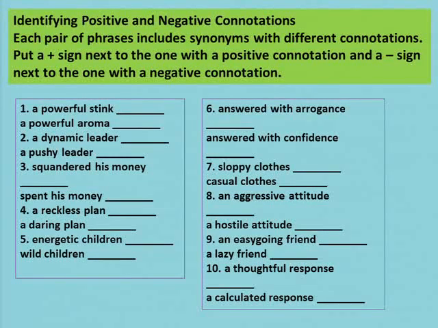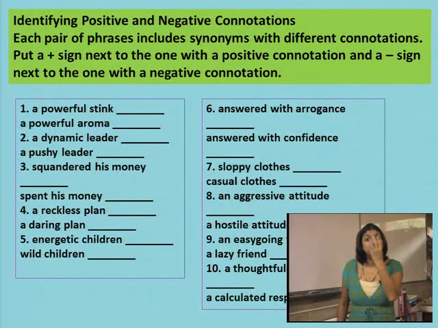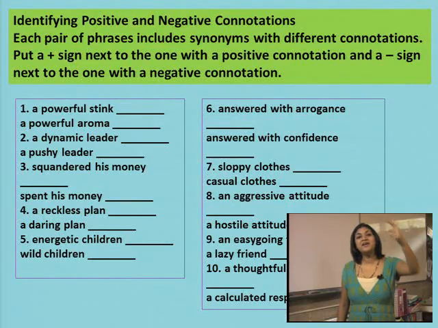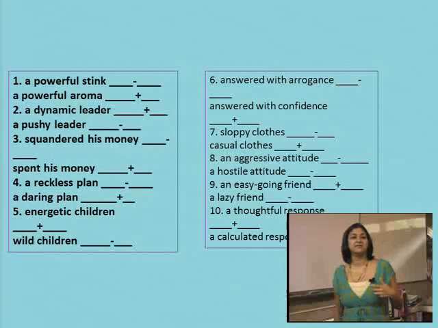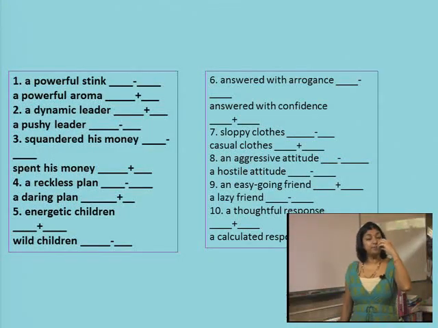All right, let's look at these pairs of phrases. A powerful stink and a powerful aroma. Now, what would change? Both those words mean a fragrance or smell, what it is that you are smelling. But the words stink and aroma mean opposite things. Stink is unpleasant, so that's definitely going to be a negative. Aroma is a pretty smell.